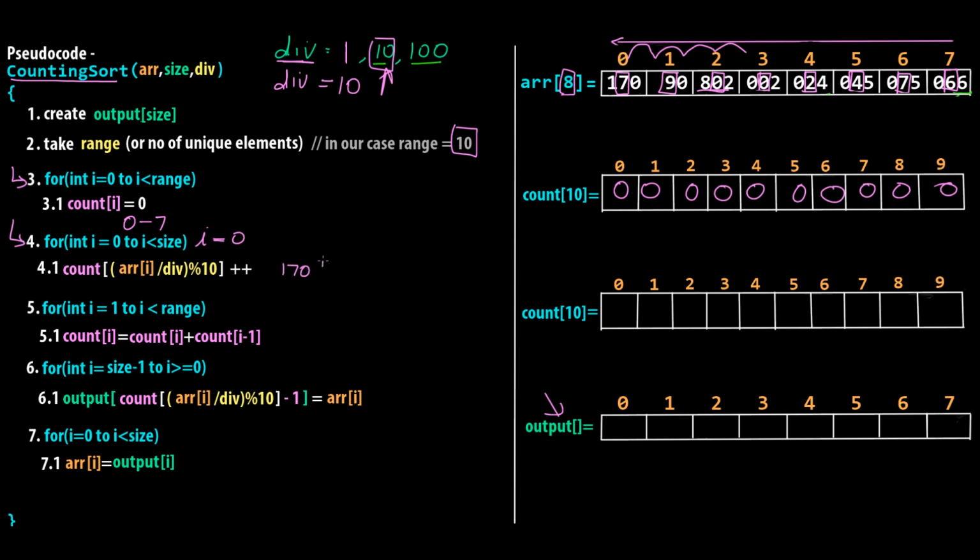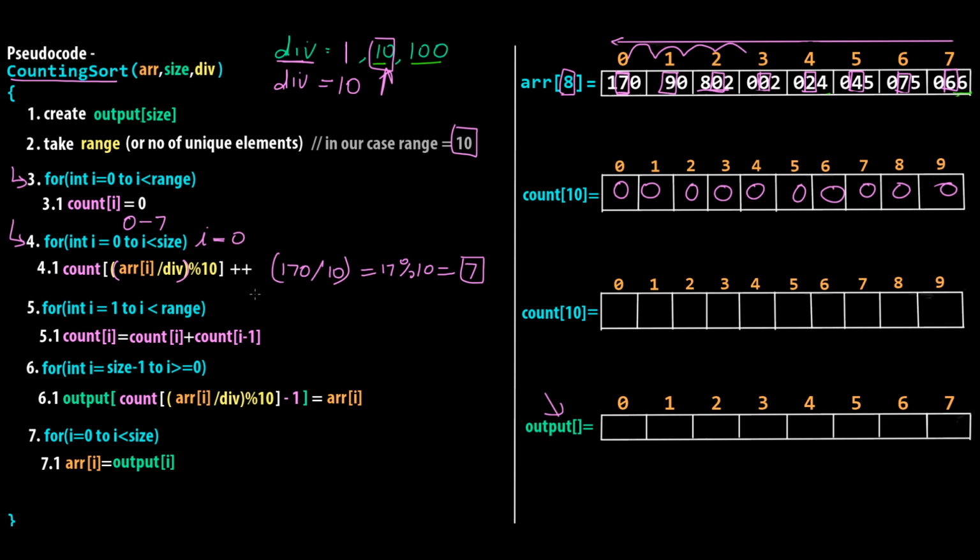Then it is divided by div. As I mentioned, div is 10, so 170 divided by 10, in brackets, gives us 17. Outside the brackets, we have again a modulo operation. So 17 mod 10 will give us 7. So you can see we take this 170 and perform this expression on it, and we get the digit at the tens position, which is 7.